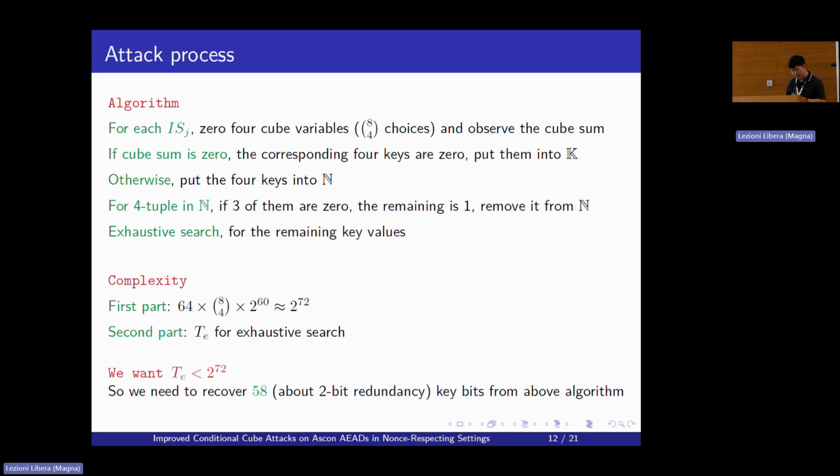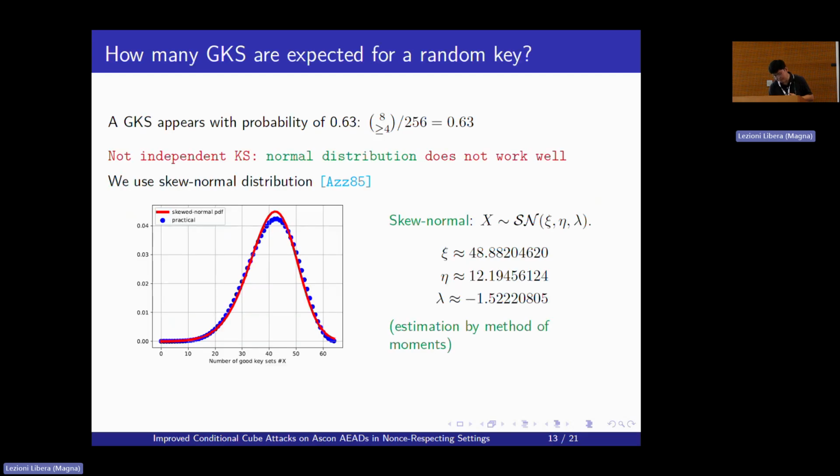To avoid it becoming the dominant part, we need to recover at least 58 bits from the above algorithm. So we need to calculate the probability, and also to know how many k's can satisfy our condition. Firstly, we need to know how many good k sets are expected for a random k. A good k set appears with probability 0.63, because the expectation can be calculated without the independence requirement.